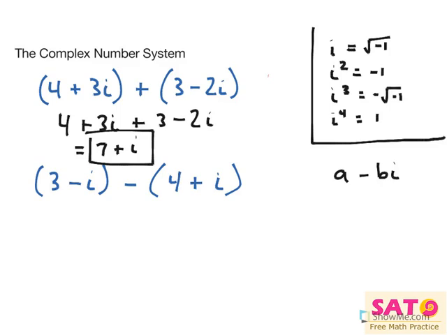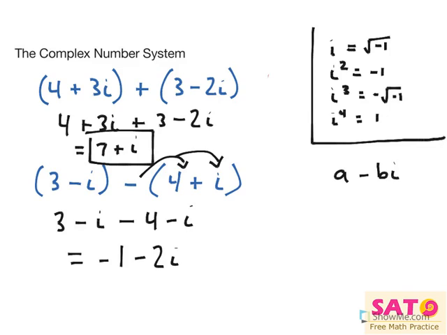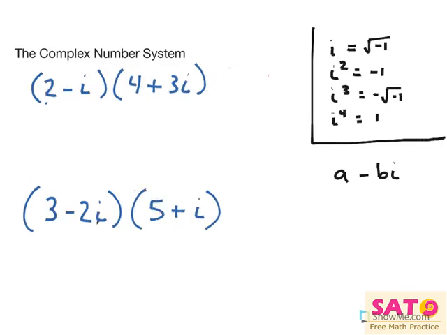Same thing for negatives, don't forget to distribute the negative to each side. So (3 minus i) minus (4 minus i) equals -1 minus 2i. Let's move on here.